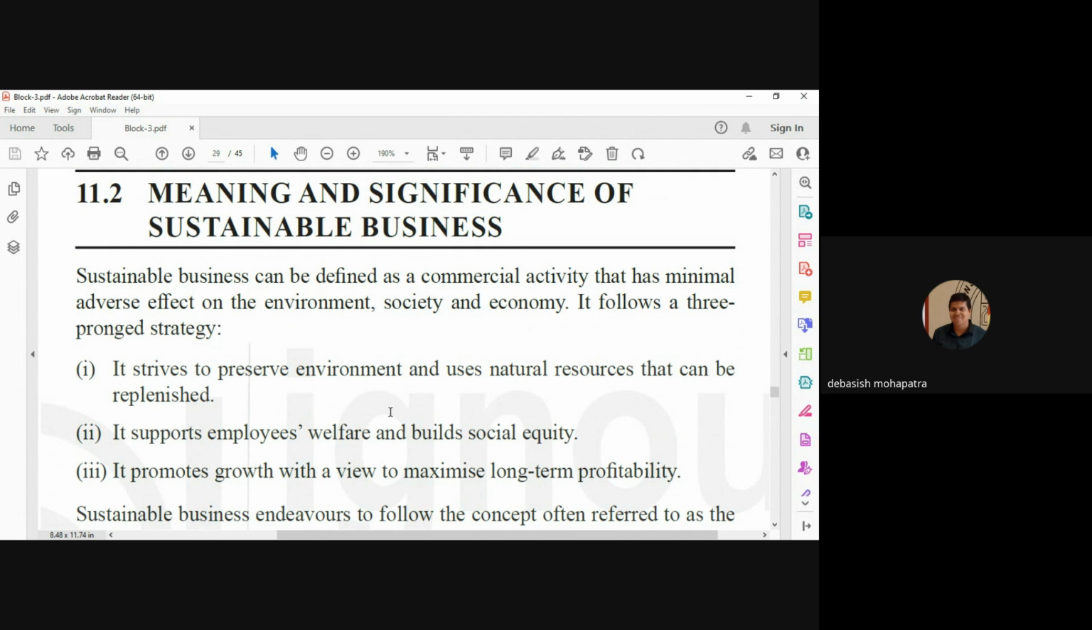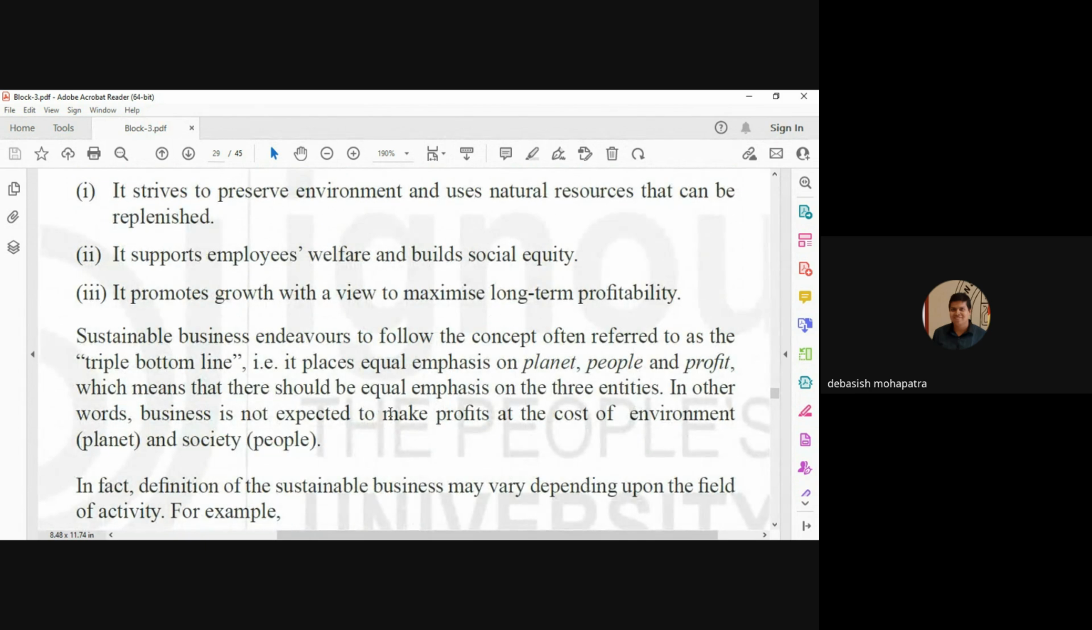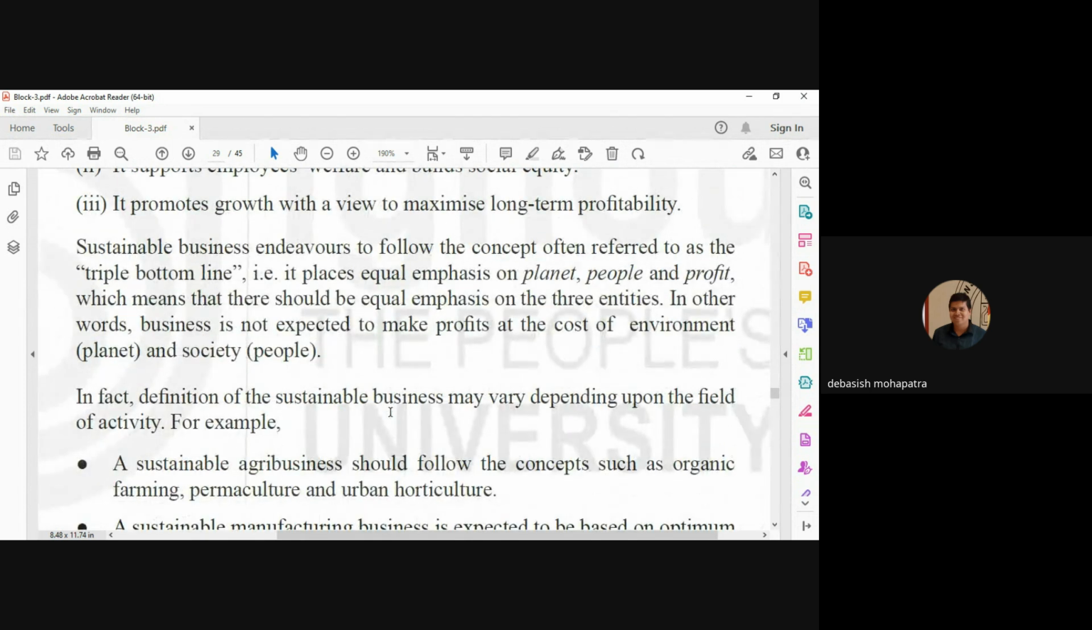It follows the triple gain strategy. It strives to preserve the environment and use natural resources that can be replenished. It supports employees' welfare and builds social equity. It promotes growth with a view to maximize long-term profitability.